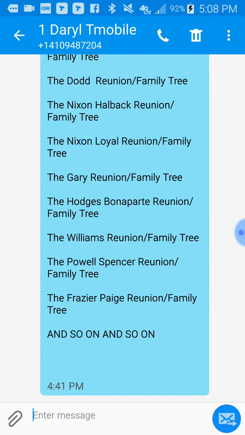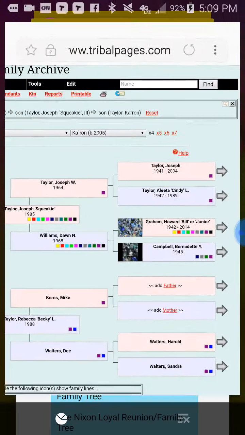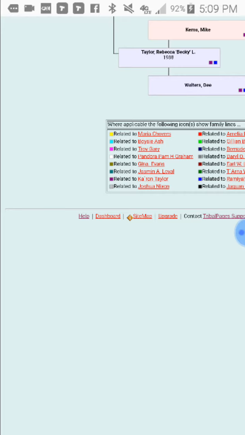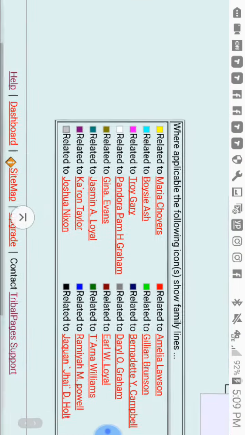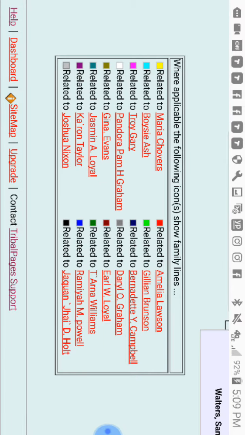Did I mention the Dodd and whoever else, the Garys and the Youngs, the Benjamins, the Jets, the Wards, all of those, they're not family trees. They are merely, let me show you, they are merely pedigrees. Here are examples of pedigrees.